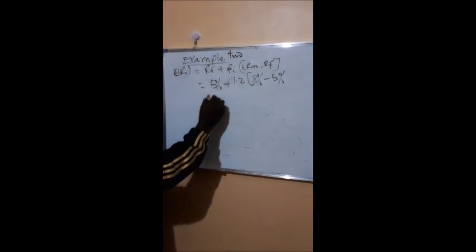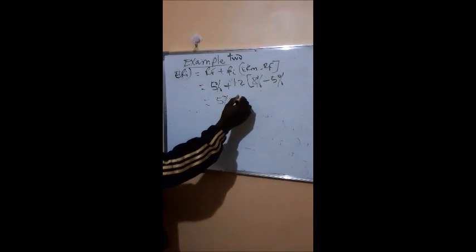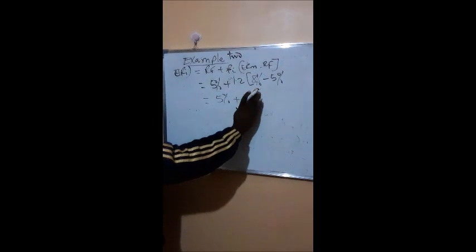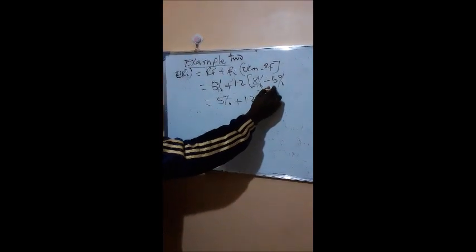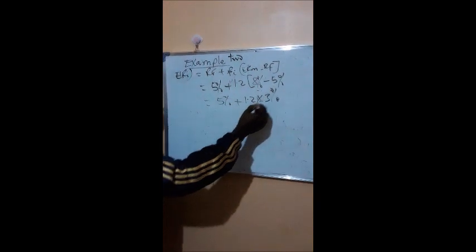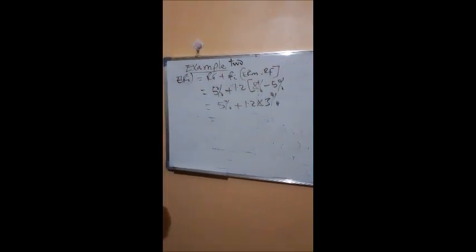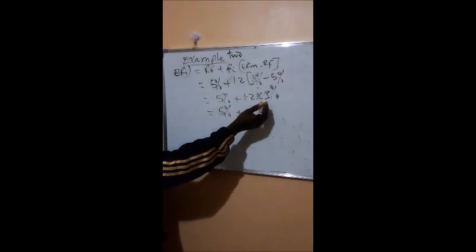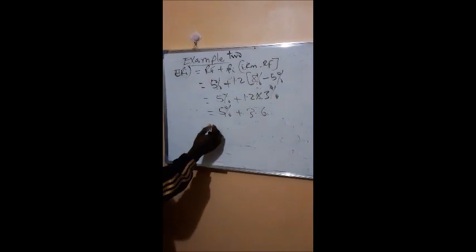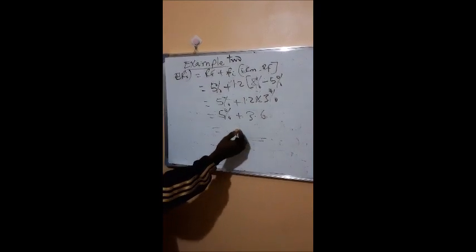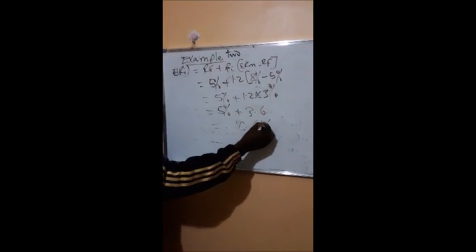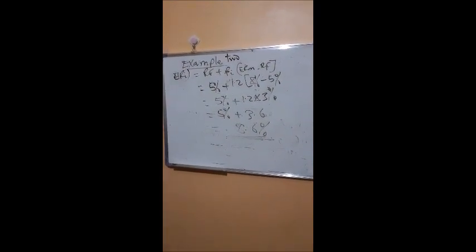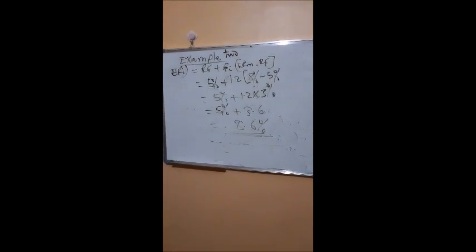So if you multiply, we have 5% plus 1.2 times 3%. So here the required rate of return will be equal to 5% plus 3.6. So our rate of return will be equal to 8.6%. So this is how we can calculate the expected return using the security market line.